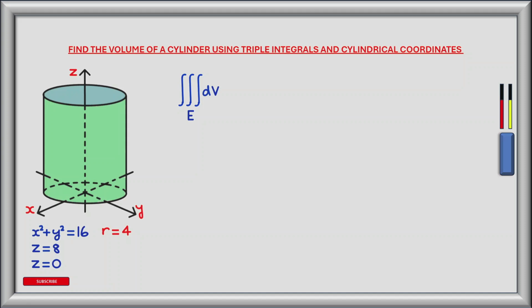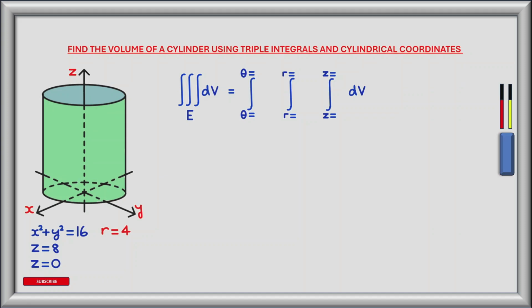So let's start with the limits of integration along the z-axis. The best way to think about this is that we are summing infinitesimally small pieces of volume along the z-axis between a function that defines the upper bound and one that defines the lower bound. In this case, the function at the upper bound is the surface where z equals 8. And the function at the lower bound is where z equals 0, which is also the xy plane.